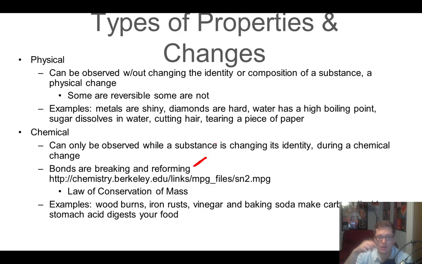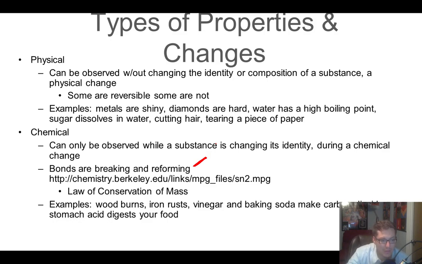Okay, and you also have a little bit of water vapor that it formed. Okay, when iron rusts, that's a chemical change. You no longer have straight iron anymore. You have iron oxide. Vinegar and baking soda making carbon dioxide, and your stomach acid digesting food. These are all examples of chemical changes.